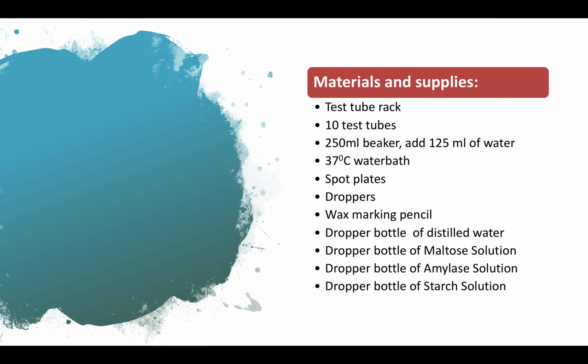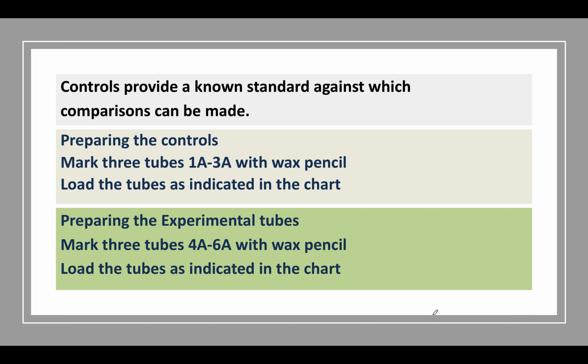To do that, we're going to take test tubes, a 250 ml beaker and the water bath, and then spot plates and droppers. As we go into the experiment, I'm going to show you all these. We need a dropper bottle of maltose, of amylase, and of starch. These are the reagents that we're going to use.